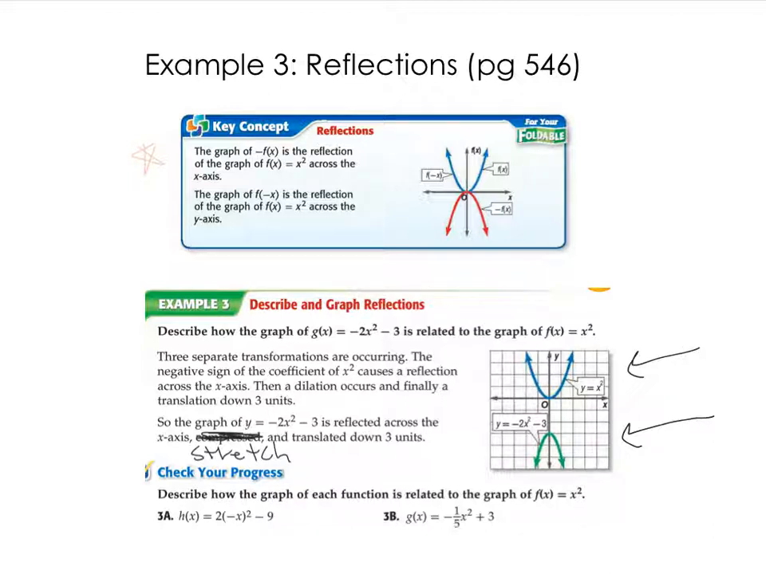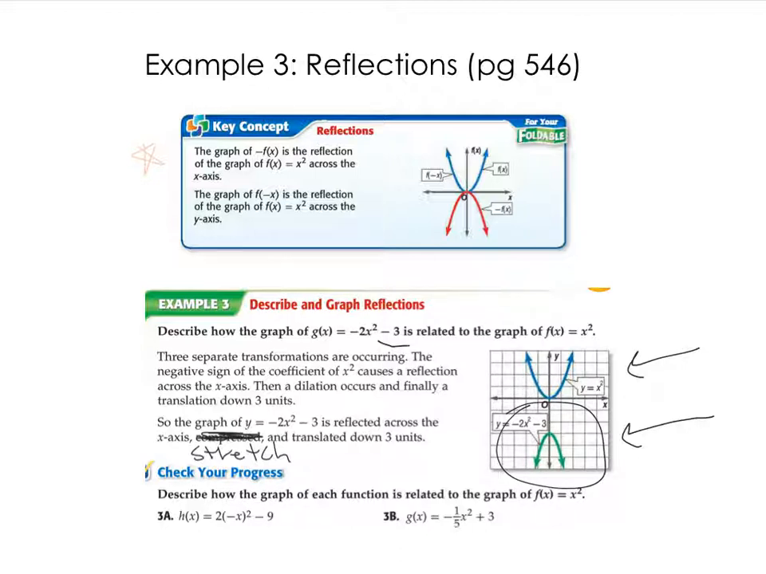Then the 2 causes a dilation, and the absolute value of negative 2 is 2, which is greater than 1, so that's a stretch. And if you can see, I crossed out, the book had a wrong answer there, so that's a stretch. And then the minus 3 means that this parabola is translated down 3 units. So if we look here, all of those are occurring, down 3 units. It's a bit thinner, right, stretched, and it's opening downward, which is a reflection over the x-axis. So those are 3 things that are happening there.